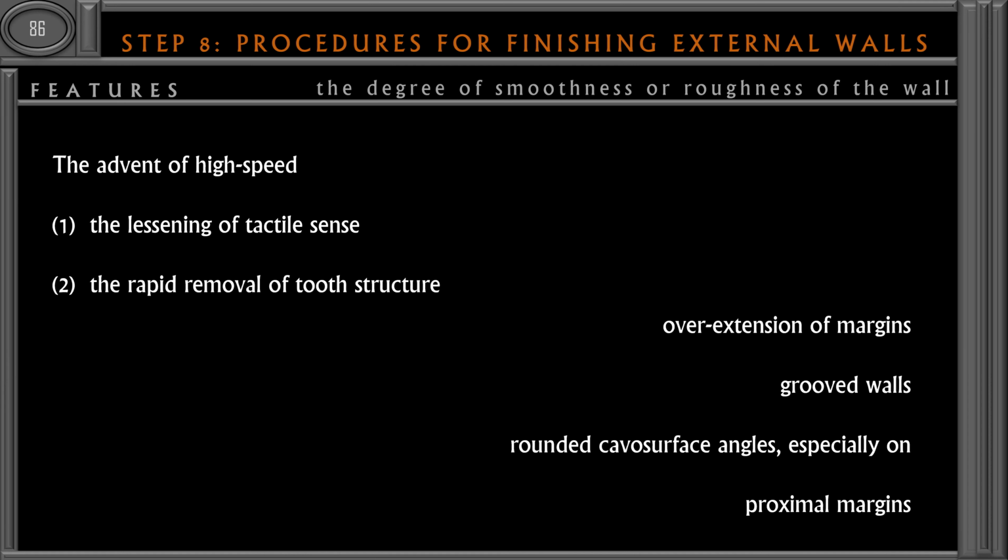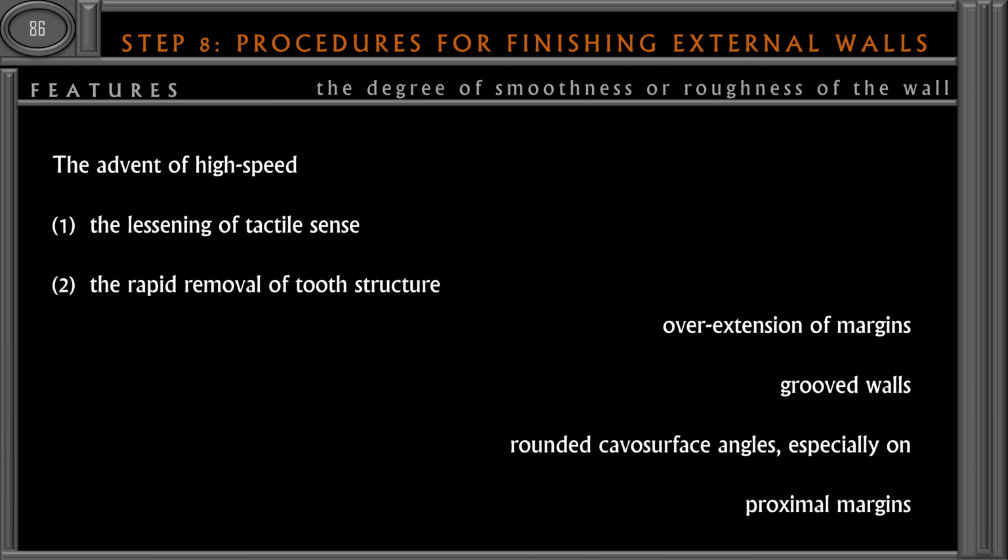So then the last point, how are we going to provide a smooth surface. The high speed handpiece we are using exclusively nowadays because that is very fast in doing the tooth preparation, but at the same time there is less tactile sensation which leads to a rapid tooth removal without having any control from the operator. This can lead to some overextension of the margins, grooves which can happen in the walls, and the rounded cavo surface angles, especially on the proximal margin.